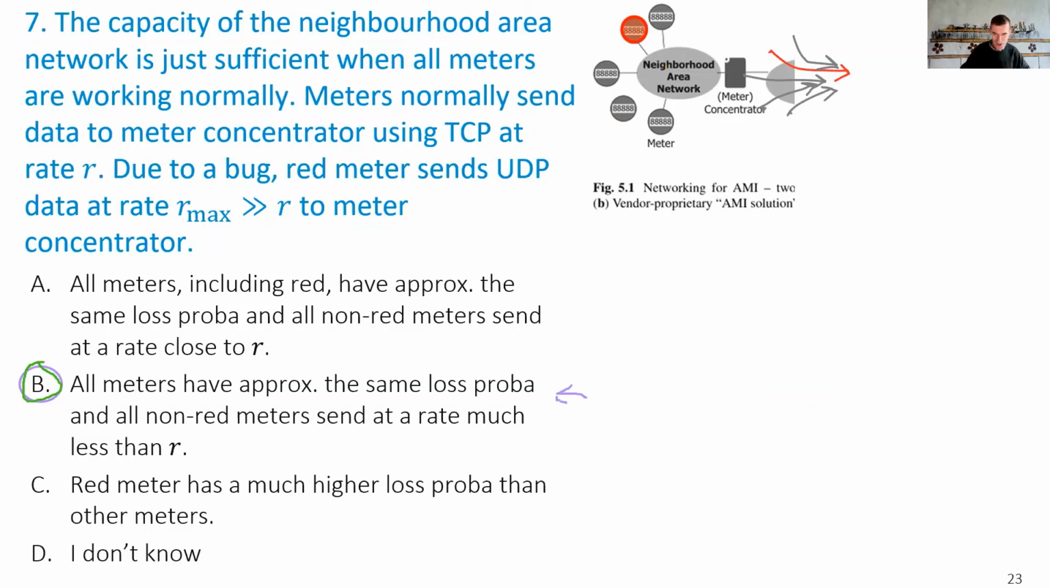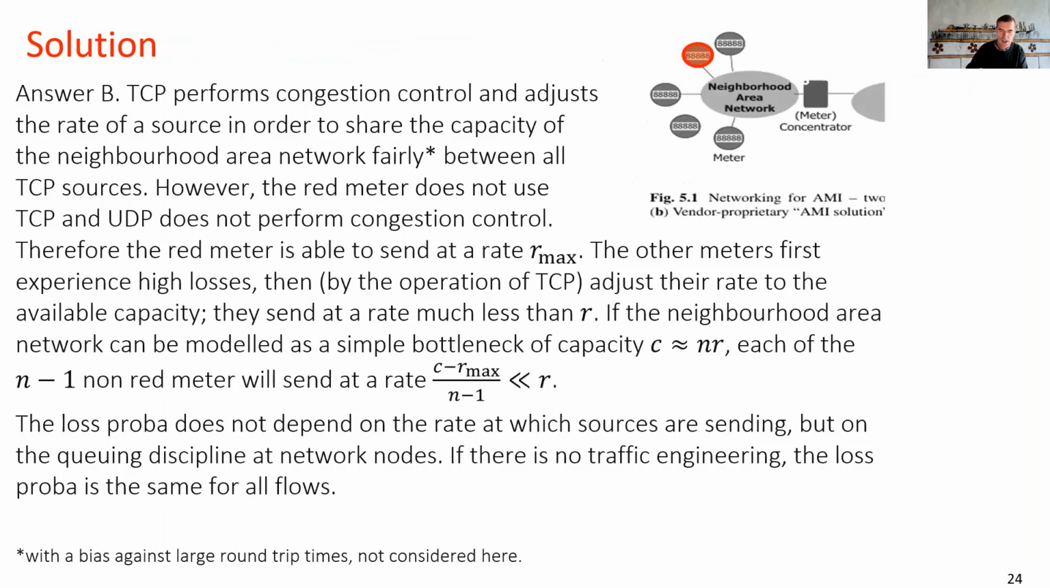Large concentration on B, which is probably here the correct answer. I say probably because in reality, there may be a lot of hidden assumptions, but probably what happens here is if the network is a plain network without traffic engineering, like we will see in a few more minutes, it will treat all flows the same, so this will flood the buffers of the switches and routers and will create a lot of losses. Now, because the other meters are using TCP, TCP runs congestion control and will adapt.